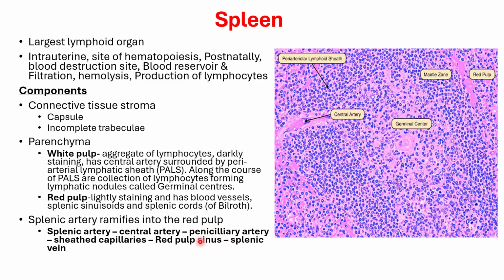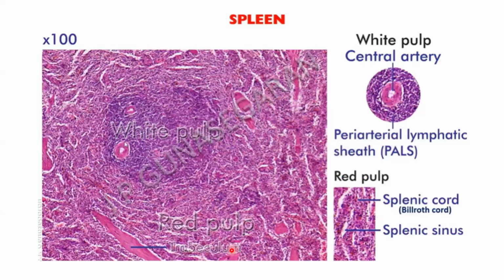Then blood from closed circulation and open circulation leaves using the splenic venules, then splenic veins, until it drains into the portal vein. So that's splenic microcirculation. This is a brief summary of what we're supposed to talk about.